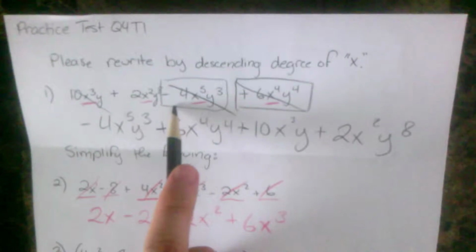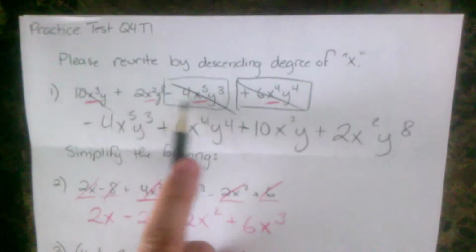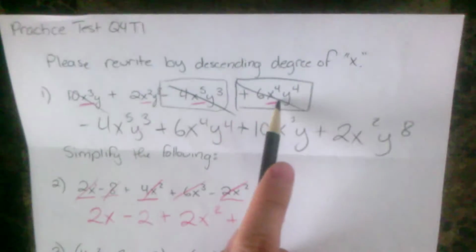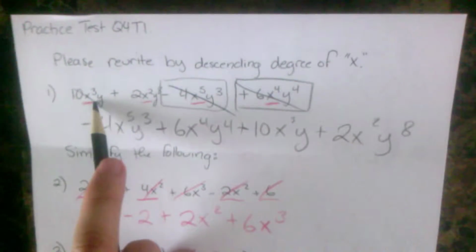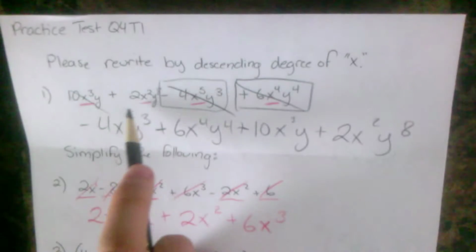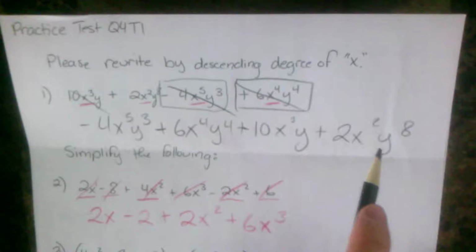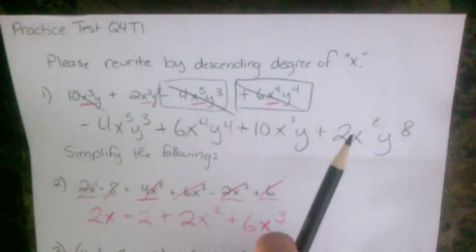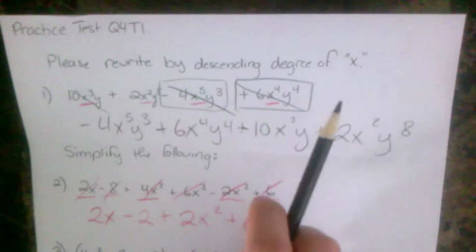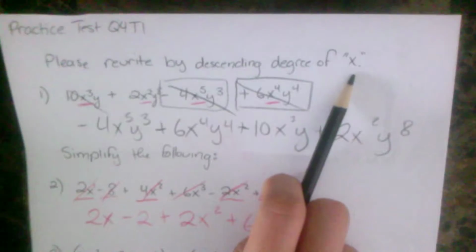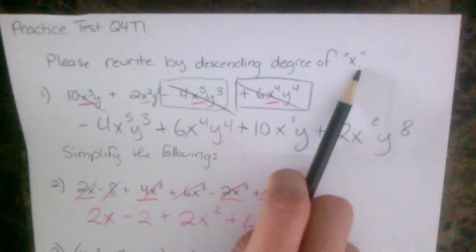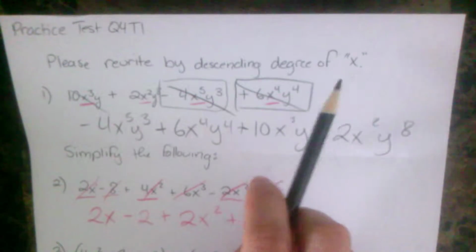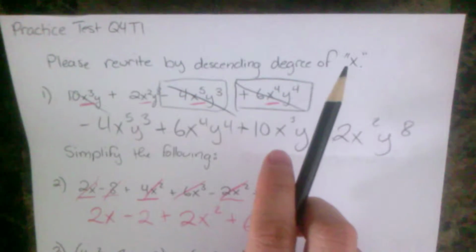So this whole term, this entire part, the negative 4x to the fifth, y to the third, goes first. The one with the fourth goes second. The one with the third goes third. And then the one with the second goes last. Okay? So that's that entire problem. You will get two of these where you're just writing them in order of degree of x, by the way. Both of yours is going to be by degree of x. Normally it's alphabetical order, but all of yours on your test are going to include x in them.